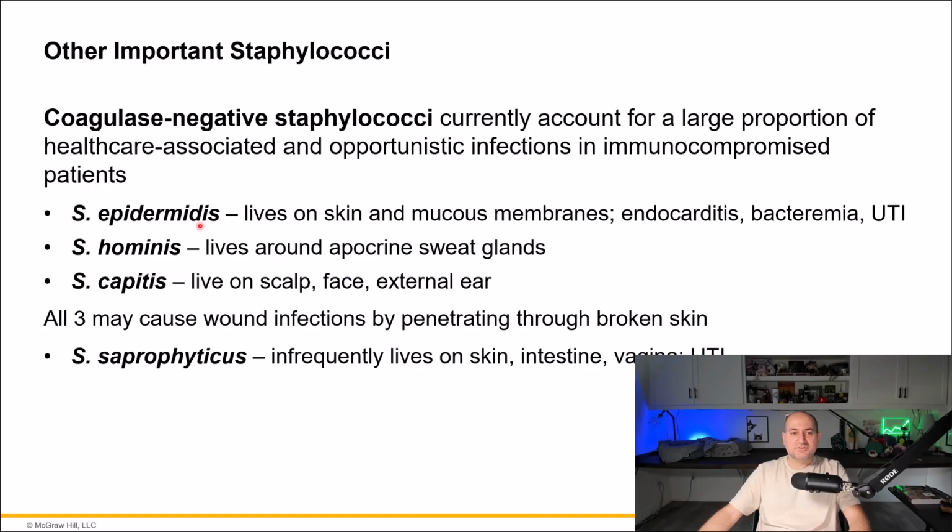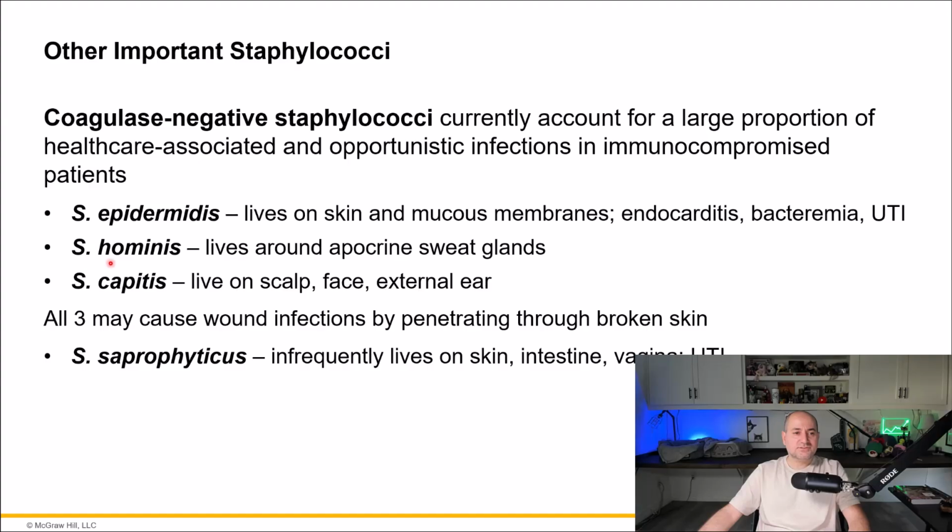Staphylococcus epidermidis, which lives on the skin. In fact, that's how it got its name, epidermidis, after the epidermis of your skin. This lives on the skin and mucous membranes. It can result in endocarditis, if it causes an infection, bacteremia, which means bacteria in the blood, or even UTIs, which are urinary tract infections.